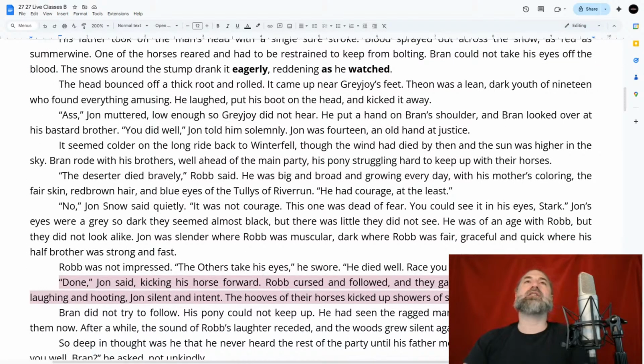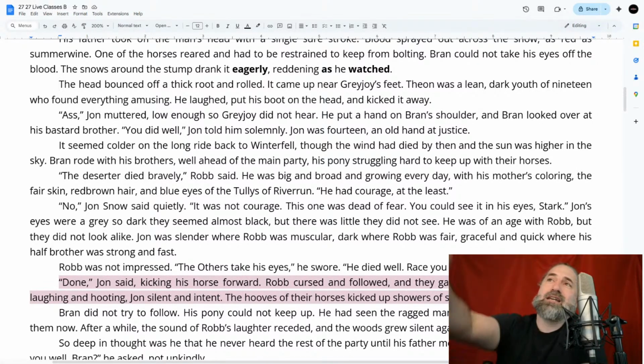All right, continuing. The head bounced off a thick root and rolled. It came up near Greyjoy's feet. Theon was a lean, dark youth of 19 who found everything amusing. He laughed, but put his foot on the head and kicked it off.